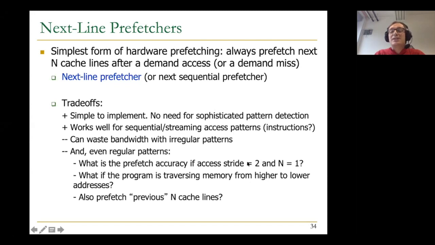Then you have a problem, basically. You're never prefetching accurately. You're always wasting bandwidth, right? So this is one example, clearly. And you can imagine many other examples. There's also the other question here.